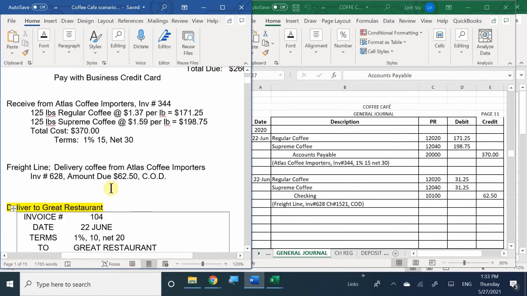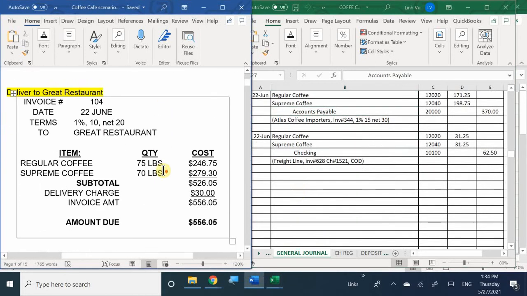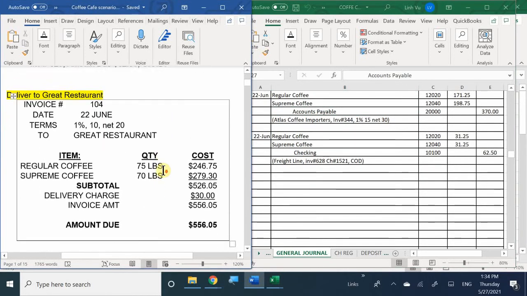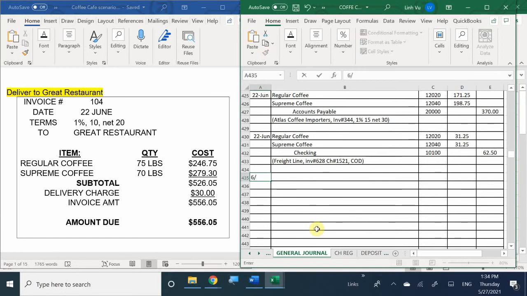We entered in our coffee. Here it is. So now let's see what happened next. What did we do here? Deliver product to the customer, so he owes us some money. Yes. So here, 622. What are my accounts going to be? Accounts receivable. Yes.